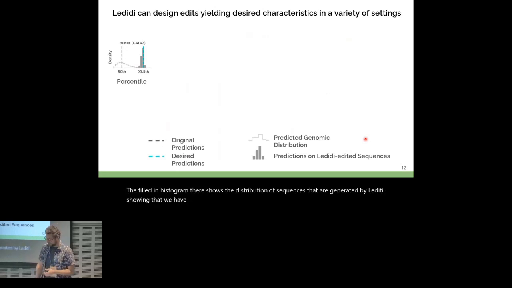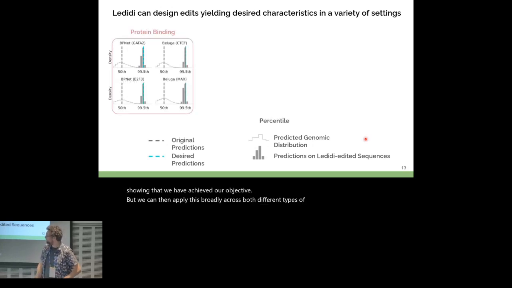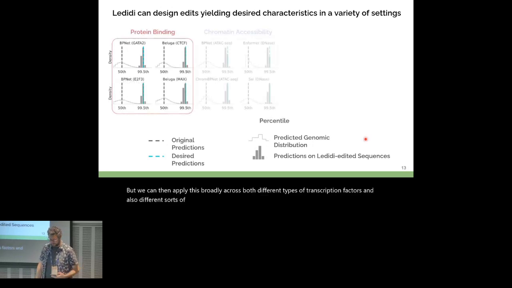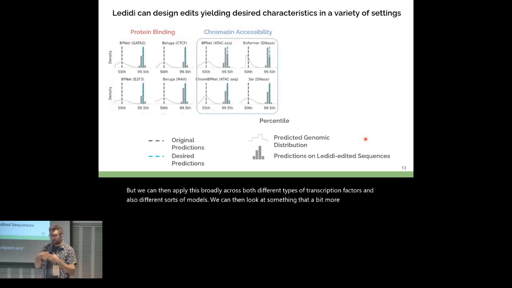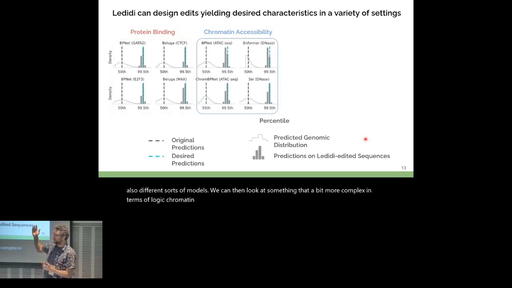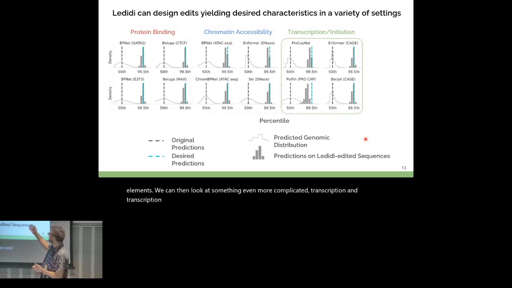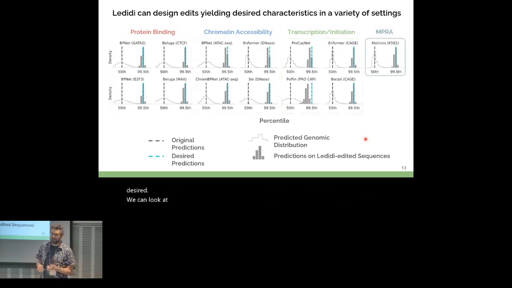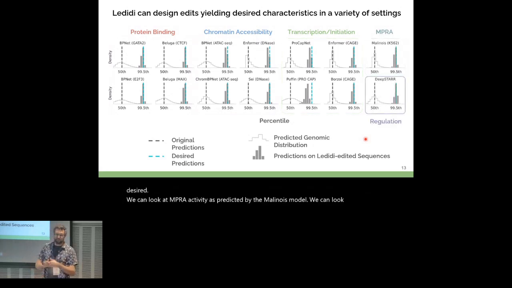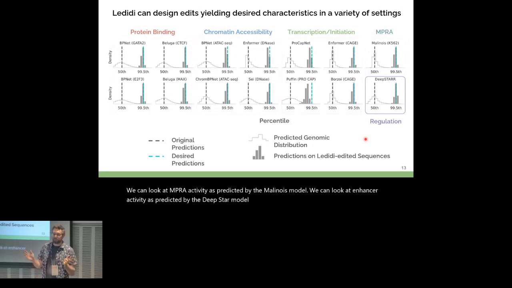The filled in histogram there shows the distribution of sequences that are generated by Ledidi, showing that we have achieved our objective. But we can then apply this broadly across both different types of transcription factors and also different sorts of models. We can then look at something that's a bit more complex in terms of logic, chromatin accessibility, and see that Ledidi off the shelf with the default parameterization basically works on all four of these models to design accessible regulatory elements. We can then look at something even more complicated, transcription and transcription initiation, and see that Ledidi, again, with these four models, is able to achieve its desired goals. We can look at MPRA activity as predicted by the Malinois model. We can look at enhancer activity as predicted by the DeepStar model. Across all of these models, it just works at designing things that achieve the desired objective.